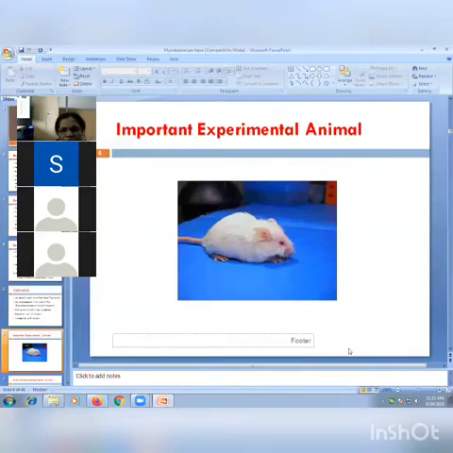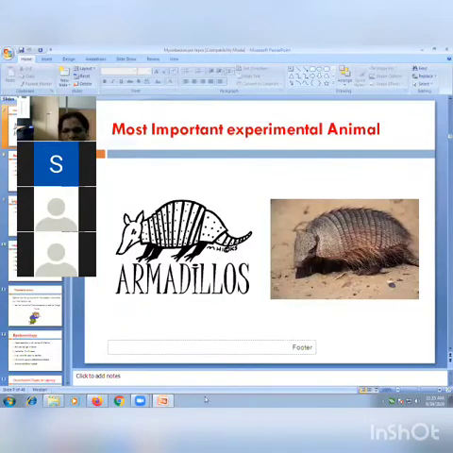This is the animal whose footpad of mice is used. And this is the other animal in which organisms get multiplied. That is called as armadillo.